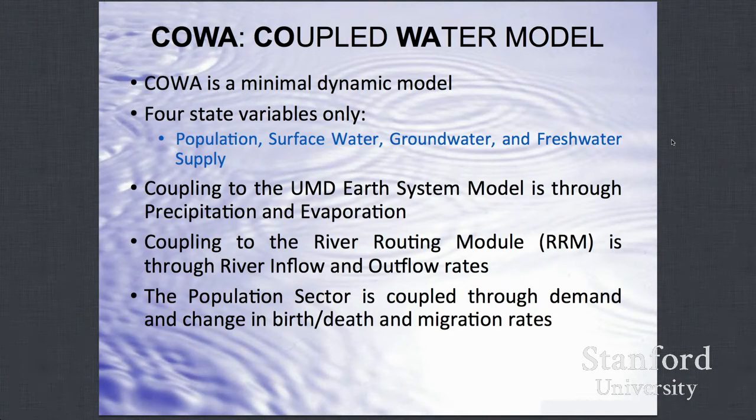We have the state variables: population, surface water, groundwater, and freshwater supply, which is the reservoir. We couple to the Earth system through precipitation and evaporation. We couple it to a river routing module, RRM, through river flow into the area and out of the area. And population is coupled through demand and change in population growth rates and migration rates.